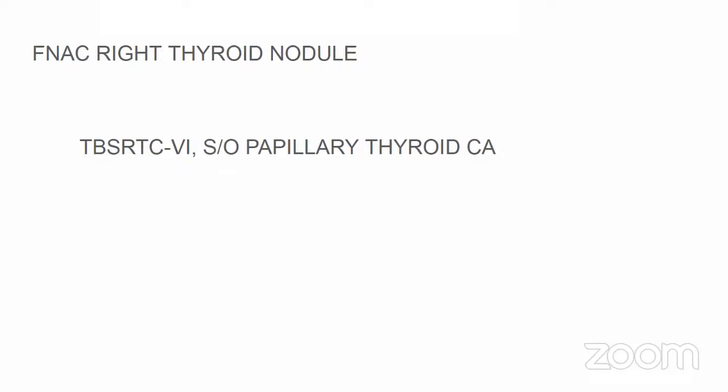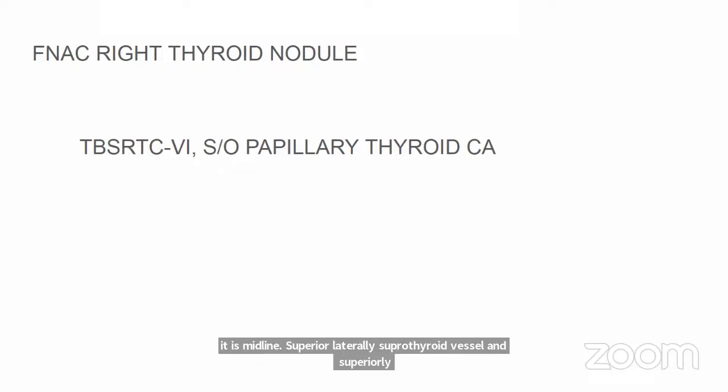Joel's triangle. How is it bounded? Medially, it is the midline; superolaterally, the superior thyroid vessel; and superiorly, the superior attachment of the strap muscles. And the floor is formed by the cricothyroid muscle.